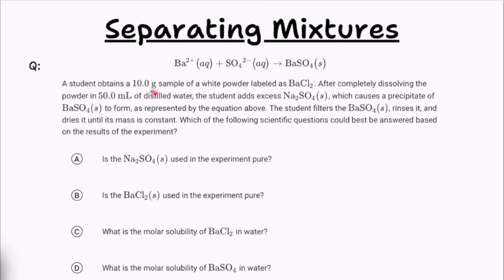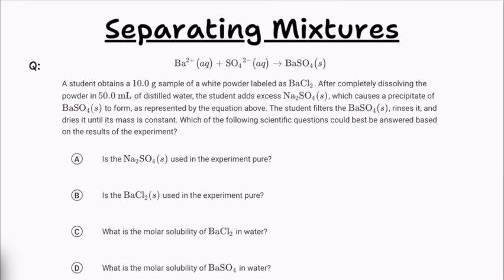A student obtains a 10 gram sample of the white powder labeled barium chloride. After completely dissolving the powder in 50 milliliters of distilled water, the student adds excess sodium sulfate, which causes a precipitate of barium sulfate to form. Okay, the student filters the barium sulfate, rinses it, and dries it until the mass is constant. Which of the following scientific questions could best be answered based on the result of the experiment?